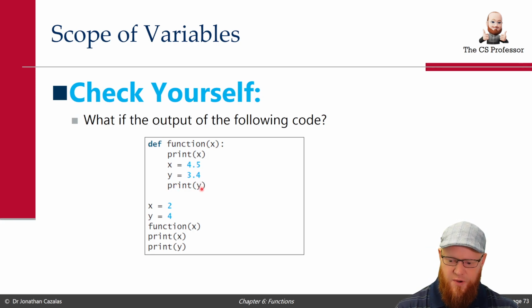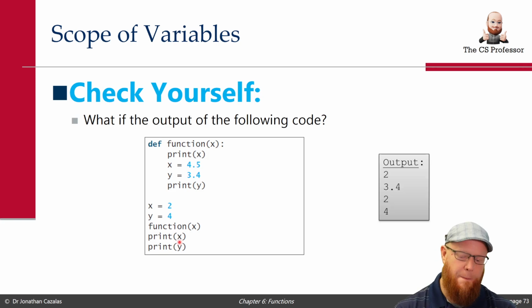So what did we print thus far? We printed x, the parameter we sent over was 2, then we printed 3.4. Now, outside the function, we're going to print x and y again, and when we print x, we're not printing this value 4.5 because that was a local variable inside the function. Instead, when we print x, we're going to merely print 2, and then we print y, and it will print 4. And that is the correct output.